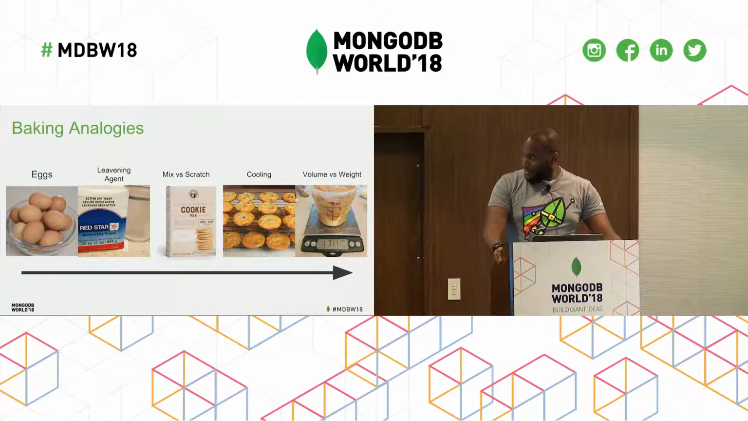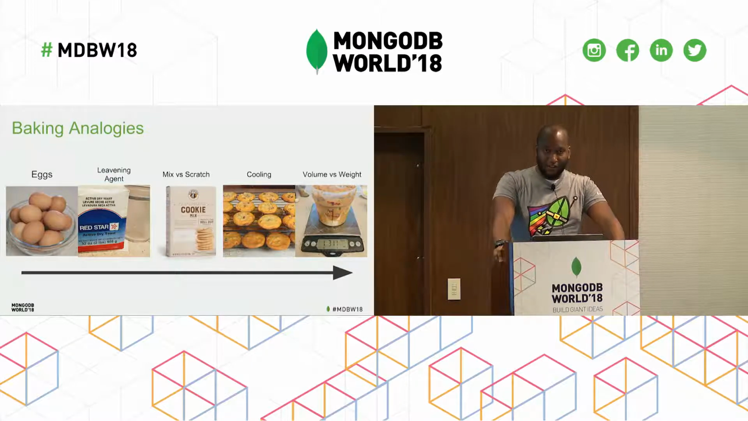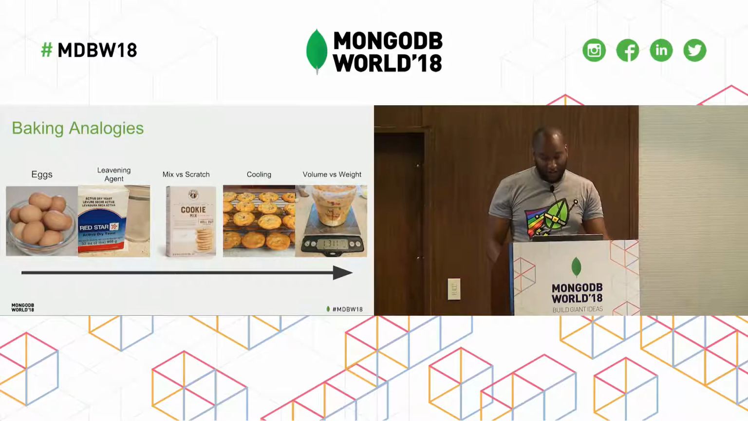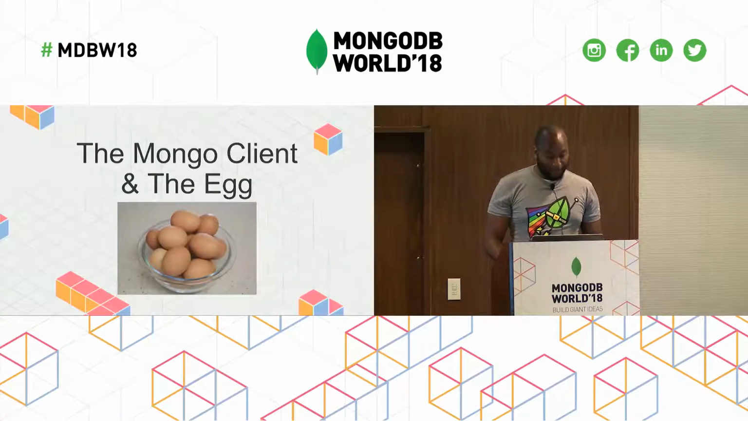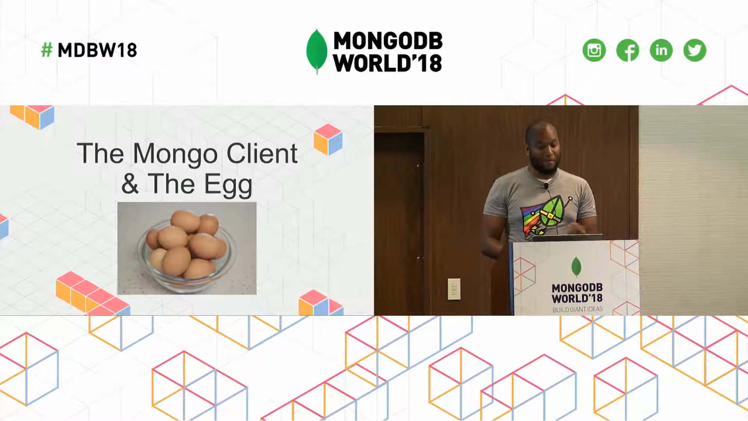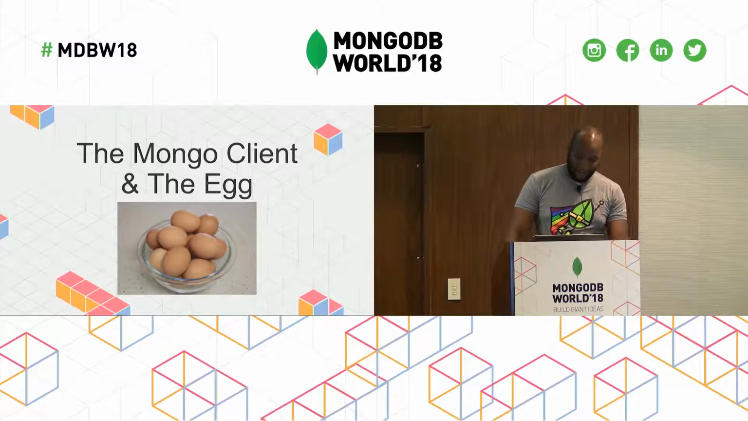So these are the analogies. We're going to talk about eggs, leavening agents, baking from mix versus scratch, the importance of cooling your baked goods, and measuring by volume versus weight. And each of these has an analogous thing in the Go driver that it describes. So the first one, we're going to talk about the Mongo client, and we're going to talk about eggs.